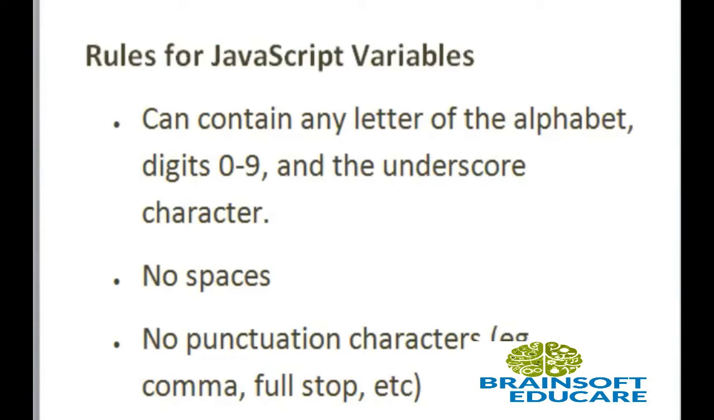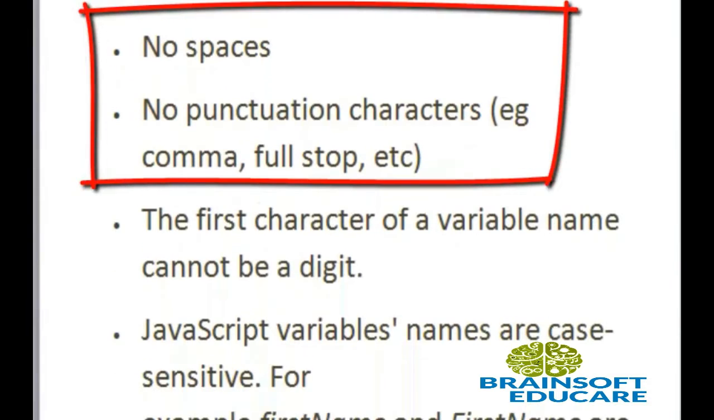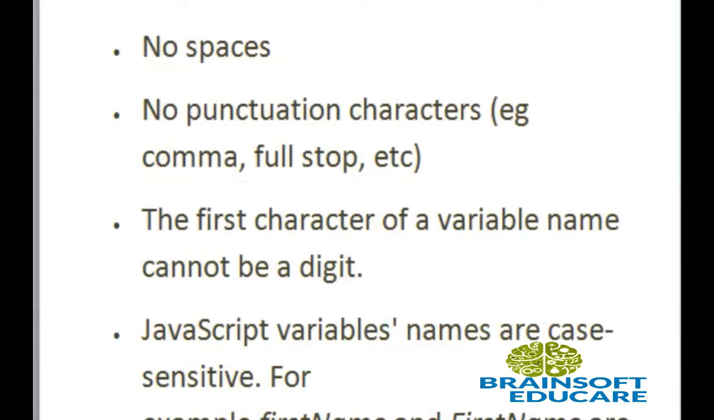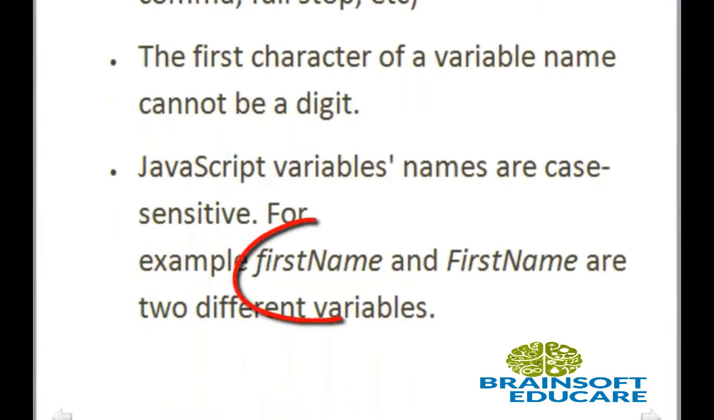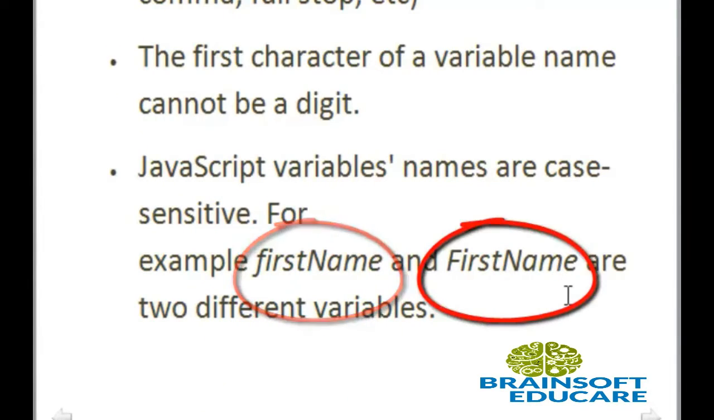There are some rules for JavaScript variable names. You can create a JavaScript variable which contains any letter of the alphabet or digits between 0 to 9 and the underscore character, but you can't use spaces and punctuation characters like comma and full stop. The first character of a variable name cannot be a digit. JavaScript variable names are case sensitive. For example, here the firstName and this FirstName both are different.